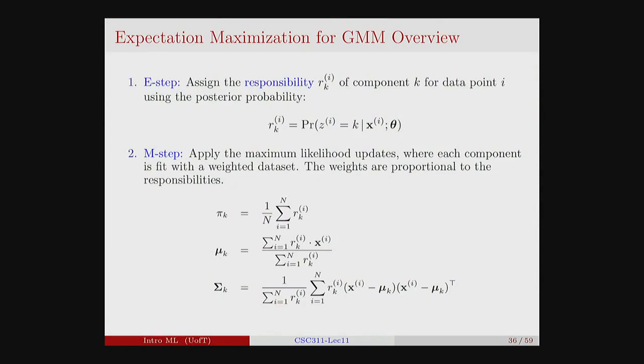And so EM for the Gaussian mixture models is basically going to assign the responsibility Rk of component K for data point I using the posterior probability. And we're going to apply the M step, which is to apply the maximum likelihood update. So we're going to guess what the responsibility for each point relative to each mixture component is. And then given those guesses, we'll use them to update the prior probabilities, the means, and the covariances for each of the Gaussian components.